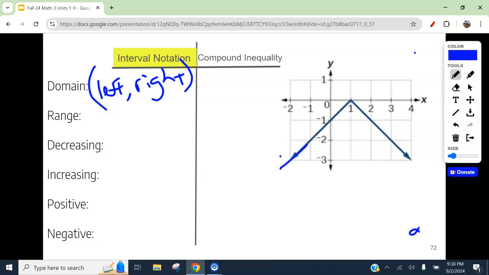And this graph has an arrow. It's going to go all the way to negative infinity. Now look at that as left and not down. On the right side, even though it's going down, again, domain being left to right, how far right is it going? This arrow says it's going to infinity. So the domain is going to be negative infinity to infinity. You can also call that all real numbers.